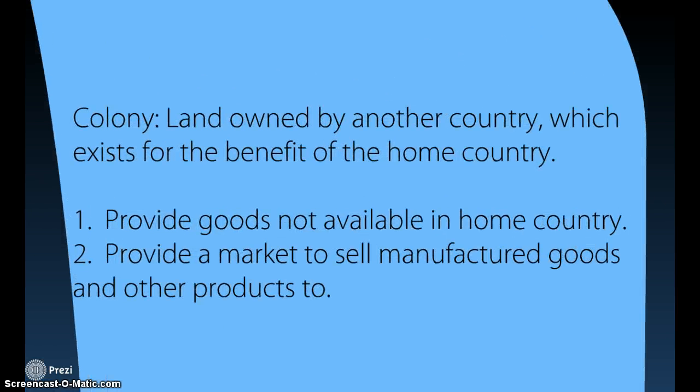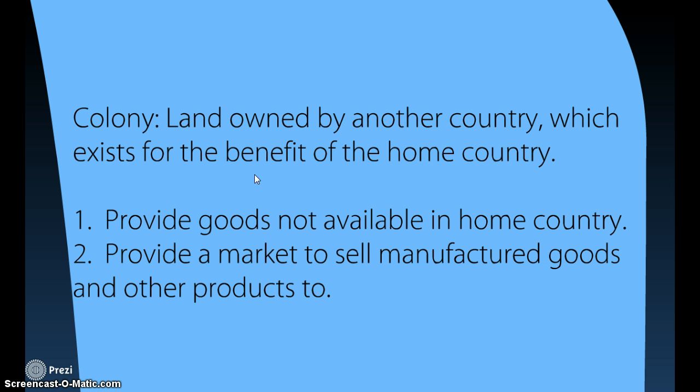So what is a colony? Here is your definition. It's land owned by another country that exists for the benefit of the home country. So Virginia is created. The only reason it's here is because England thinks it's going to make England more wealthy and more powerful. So a colony has two purposes.